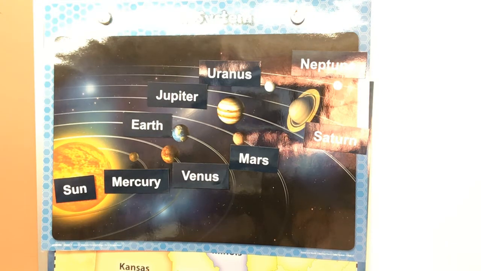Where astronauts live and work in space. Space station. The rope that keeps astronauts from floating into space. Tether. Unmanned aircraft that takes pictures and collects data in space. Space probe. Our sun and all the heavenly bodies that orbit it. Solar system. You better know that one. That one's going to be on the quiz today.